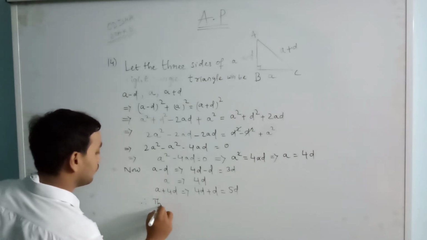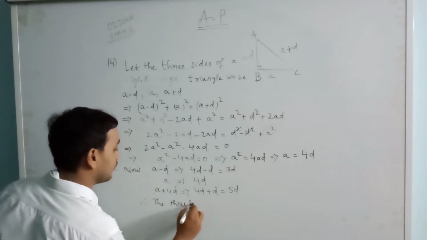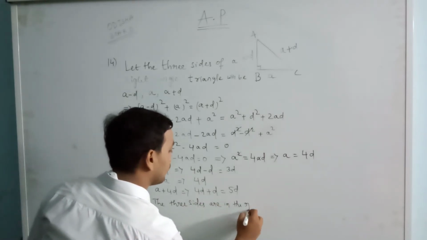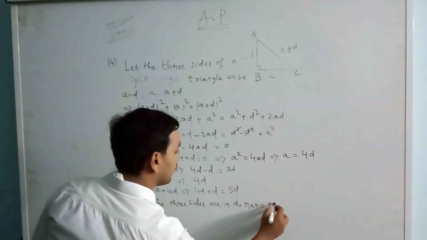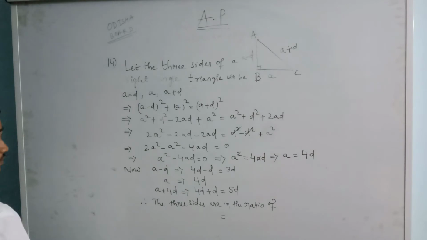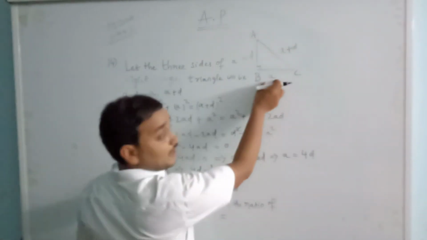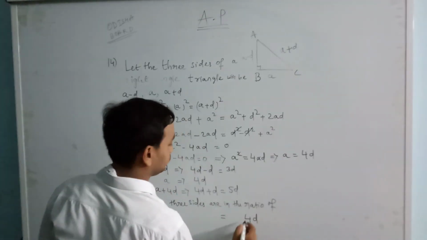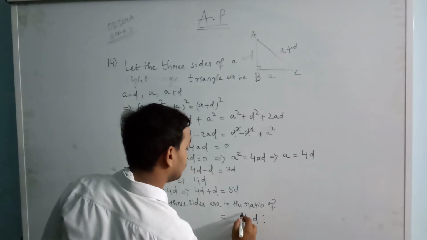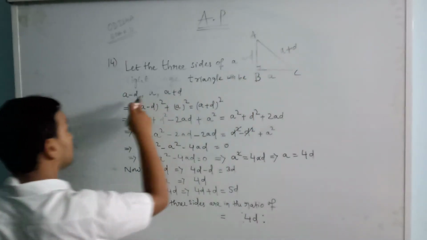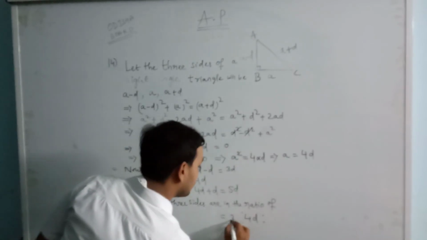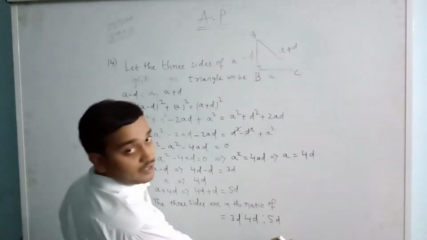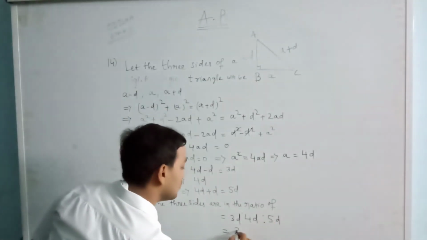Therefore, see, a, this is the a, what we got, 4d. a minus d, what we got, 3d. Last one is 5d, because a minus d, a plus d, so the series will be, d cancelled.